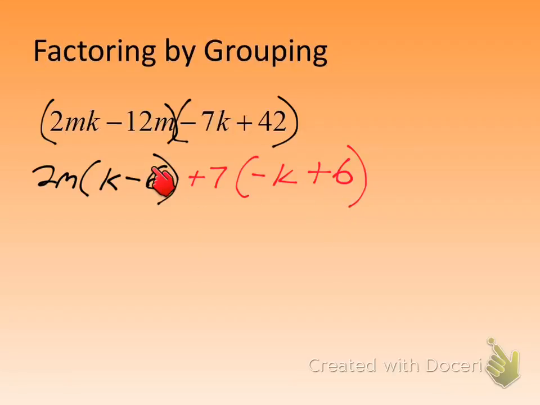That's right. These two binomials have got to be the same. But you also have got to factor something out that makes them the same. So what should I do to my 7? Make it negative. Okay? Make your 7 be negative.